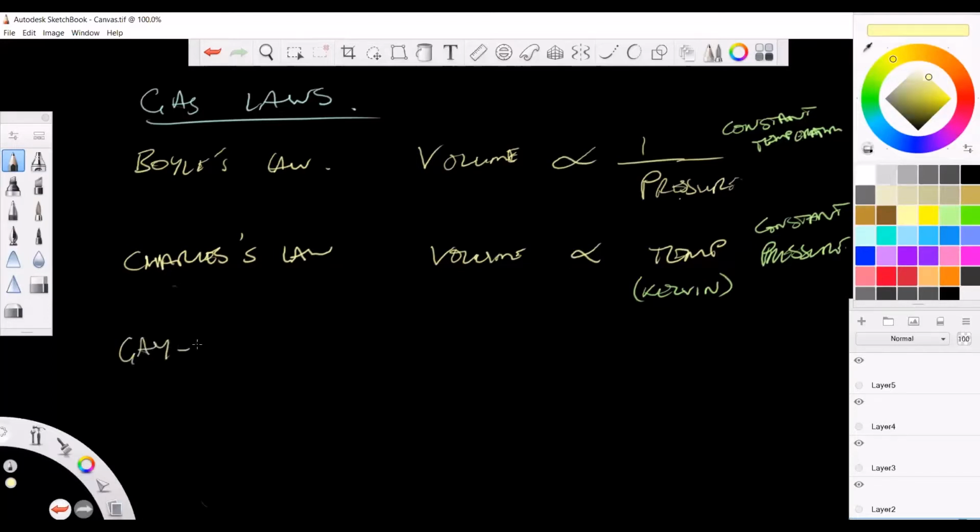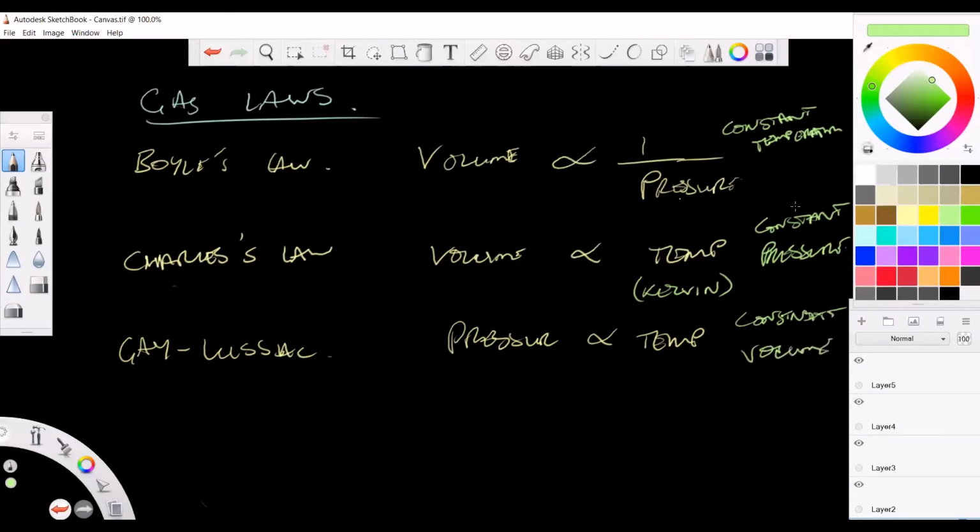Gay-Lussac's law doesn't mean Lussac was gay. It means these are two names. Gay-Lussac's law is that pressure is proportional to temperature, again at a constant volume. So notice we've done three laws. In one we've kept temperature constant, in one we've kept pressure constant, in one we've kept volume constant. Yeah. So what this means is, again, temperature in Kelvin.